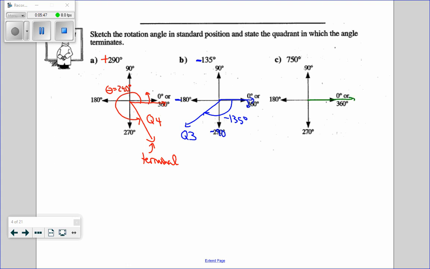Okay, 750. So again, it's positive. So we're going to go up off of the initial arm. So once around is 360, right? Twice around is 720. Then I need to go another 30 degrees to get to 750.